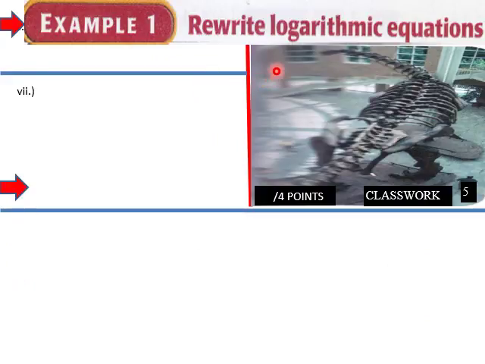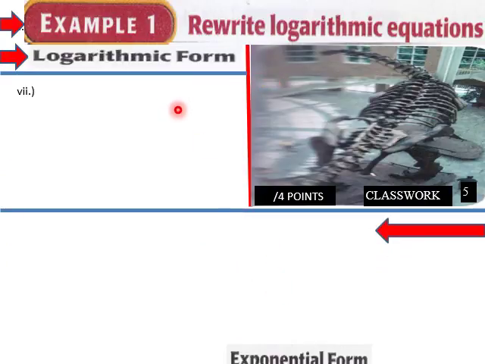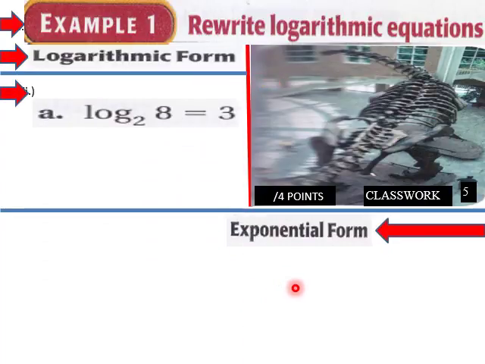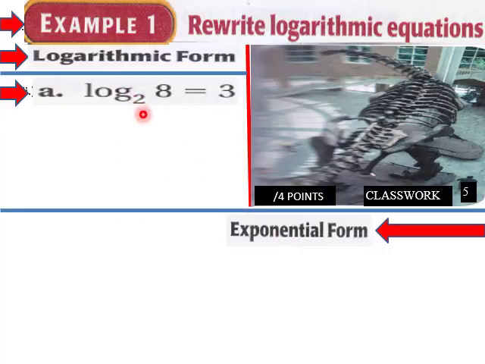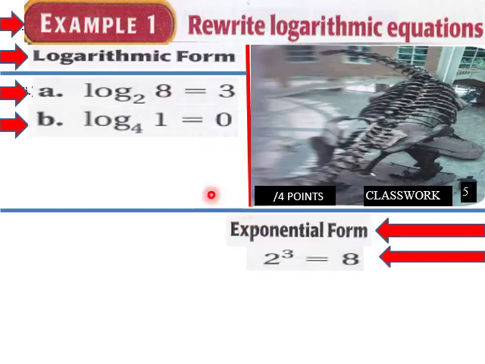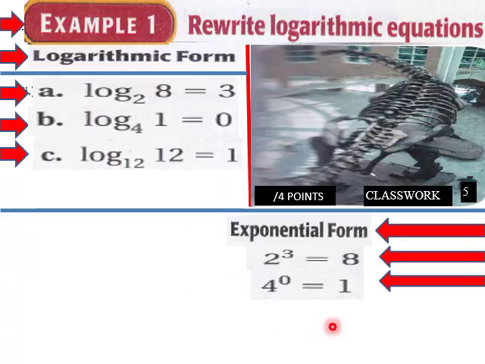Okay, example 1, rewrite logarithmic equations in exponential form. So log base 2 of 8 equals 3. The exponential form would be 2 to the third equals 8. Okay, so log base 4 of 1 equals 0. How would that be in exponential form? 4 to the 0 power equals 1.